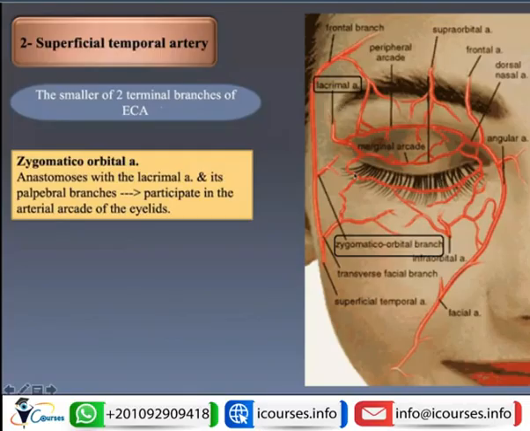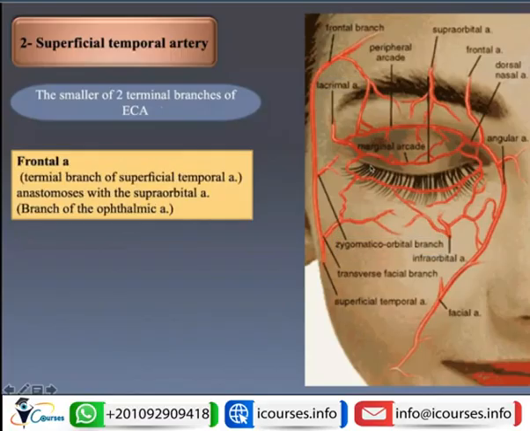and participate in the formation of the lateral palpebral arcades, the peripheral arterial arcades and the marginal arcades of the lids. Then we have the frontal artery. The frontal artery is the terminal branch of the superficial temporal artery that anastomoses with the supraorbital artery.